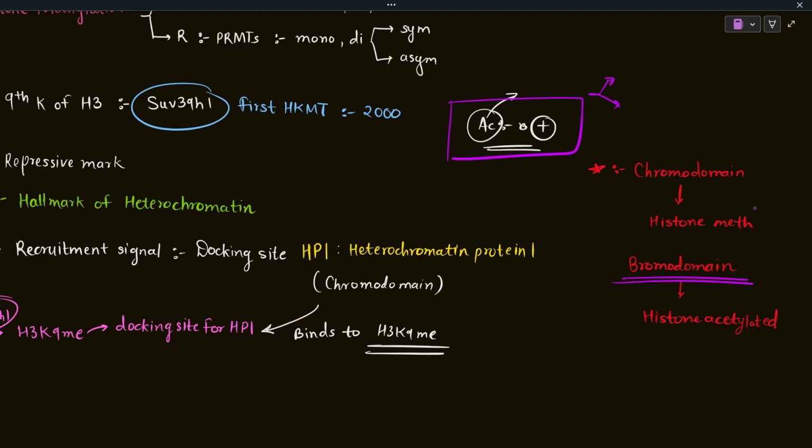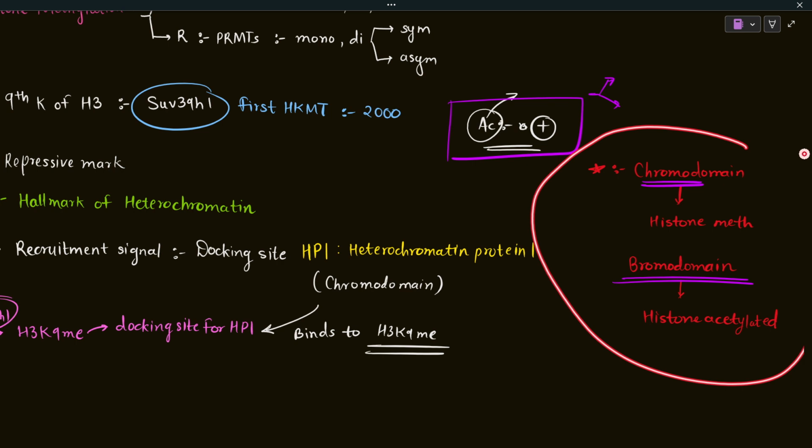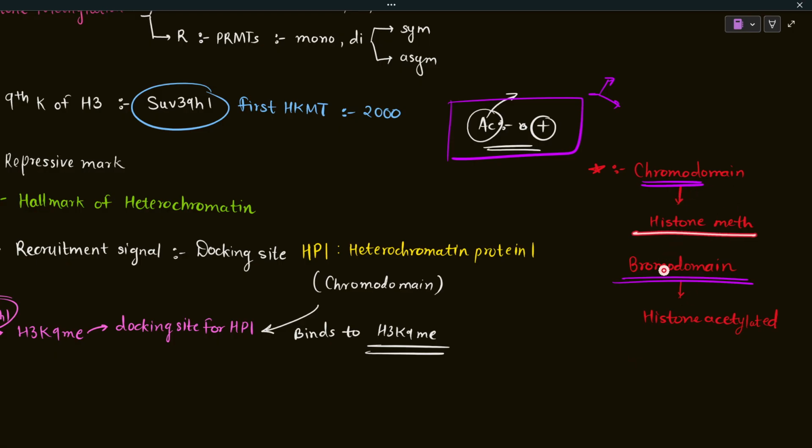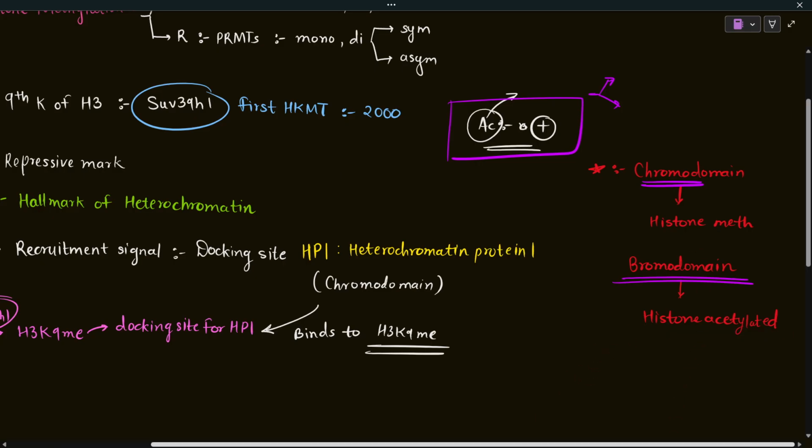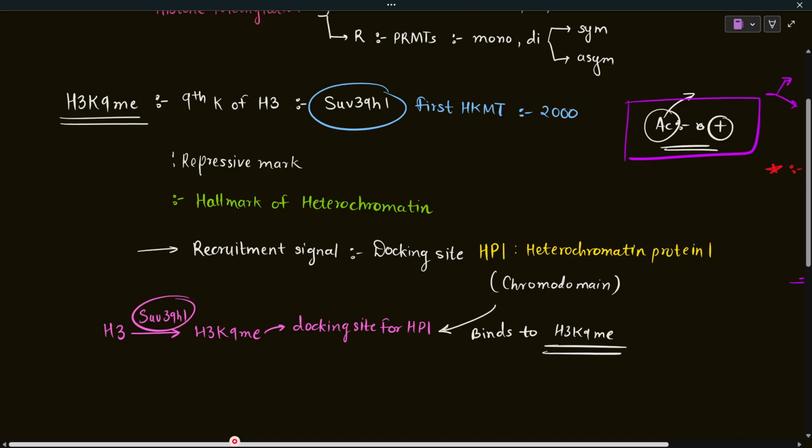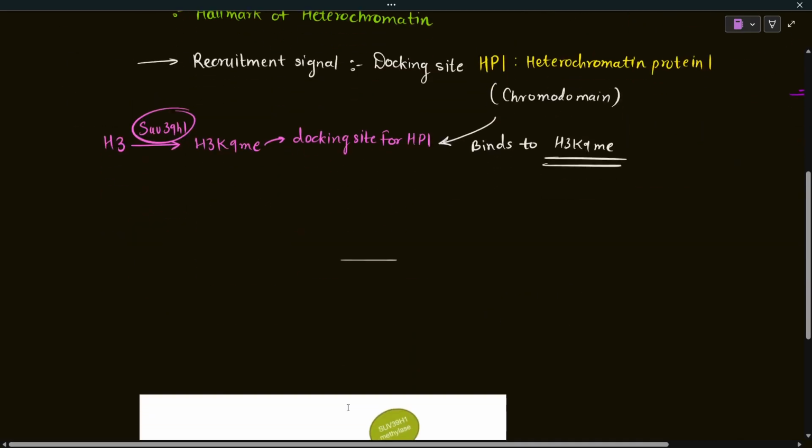But in methylation, it doesn't directly change the chromatin. It provides a docking site for the proteins which have chromodomain. So this is a very important point: the proteins which have chromodomain bind to the methylated histones, while the bromodomain containing proteins bind to the acetylated histones. Okay, so this is a very important point you have to always remember.